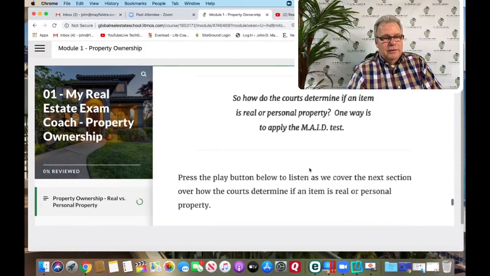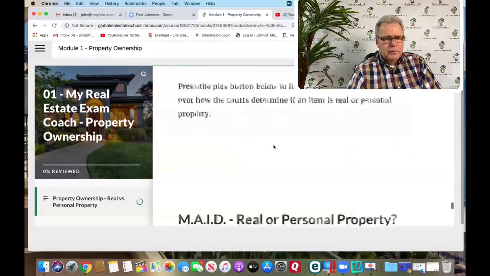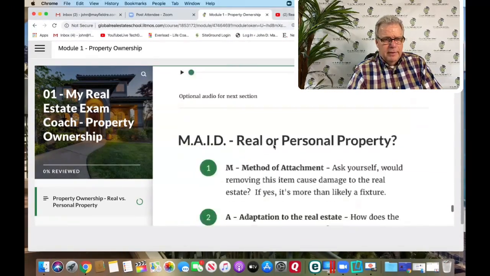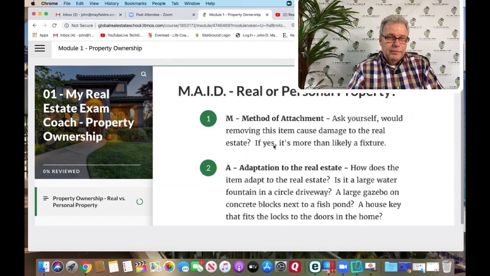Another short video. By the way, these are unlocked, so you can scroll down through. You don't have to go through each section. It's designed to kind of go wherever you want.